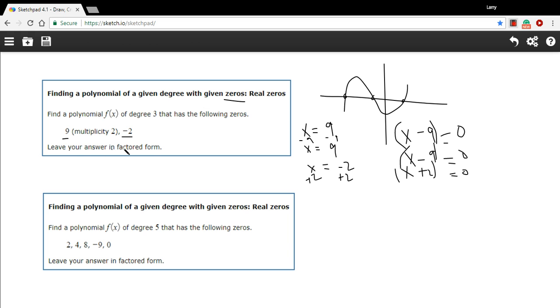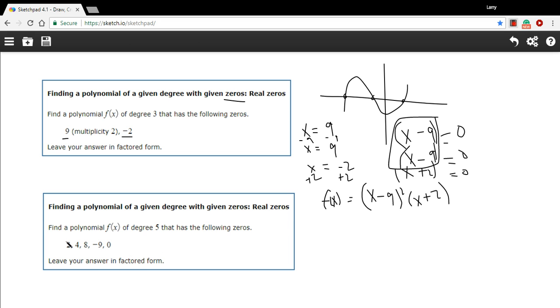And all we really need to do to write the equation is to put those together. And since it says to leave your answer in factored form, we don't need to multiply them out. So in this case, since I got two x minus 9s, I would just call that x minus 9 squared. And then we've got an x plus 2, so times x plus 2. So this would be our function f of x. It equals x minus 9 quantity squared times x plus 2.